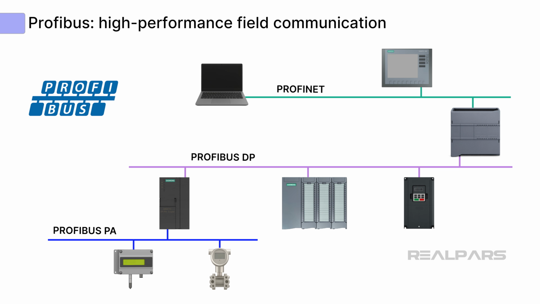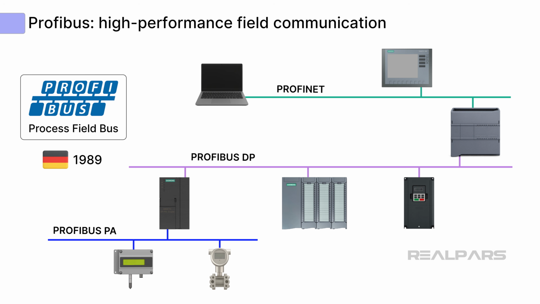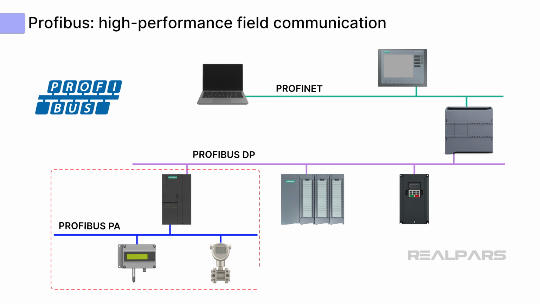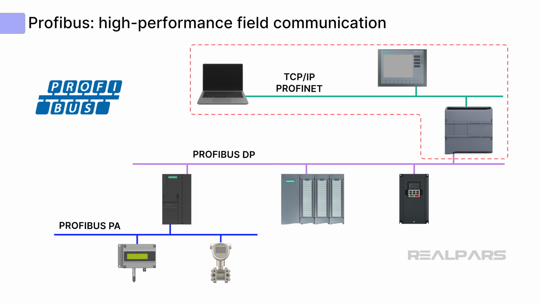Profibus is a widely used and important protocol for industrial communication in the oil and gas industry. Profibus is short for Process Field Bus and was developed in Germany in 1989. Profibus is actually a family of 3 different but very similar protocols. Profibus PA is designed for communication with analog sensors. Profinet is the TCP/IP version of Profibus, linking devices and processors at the high speeds of industrial Ethernet protocols.